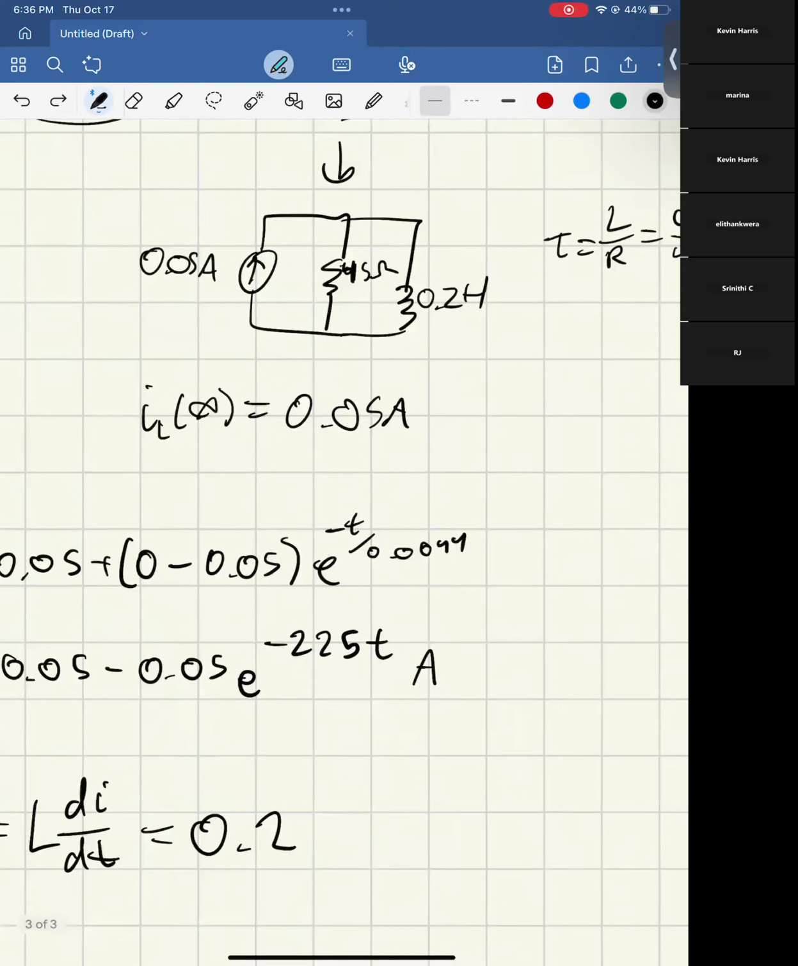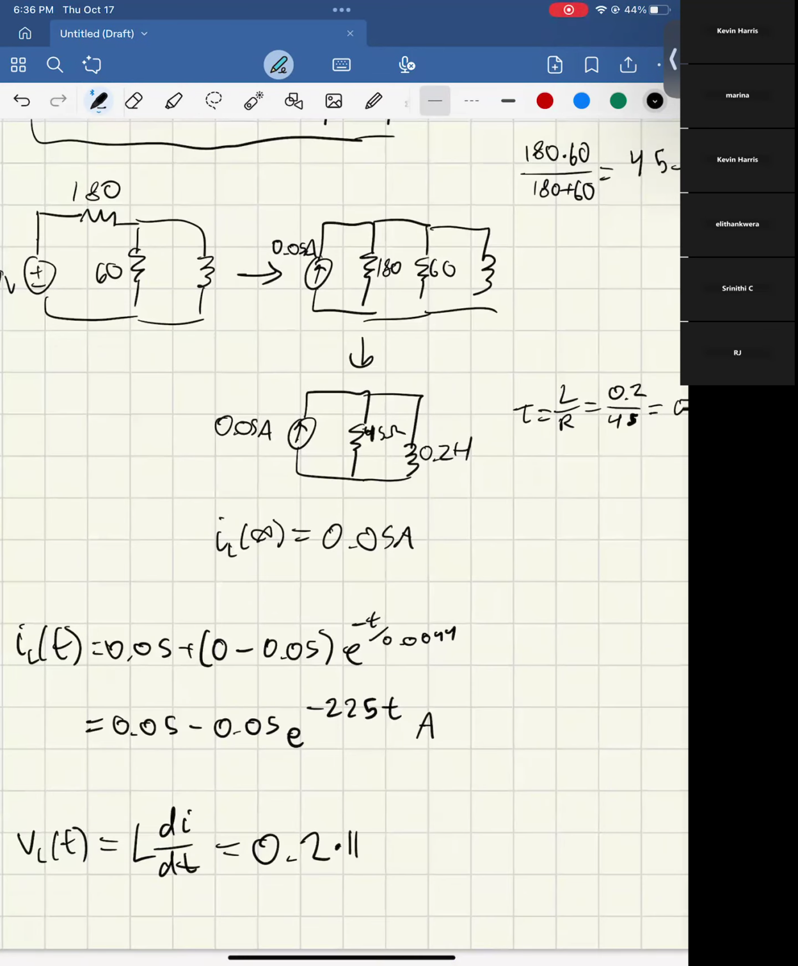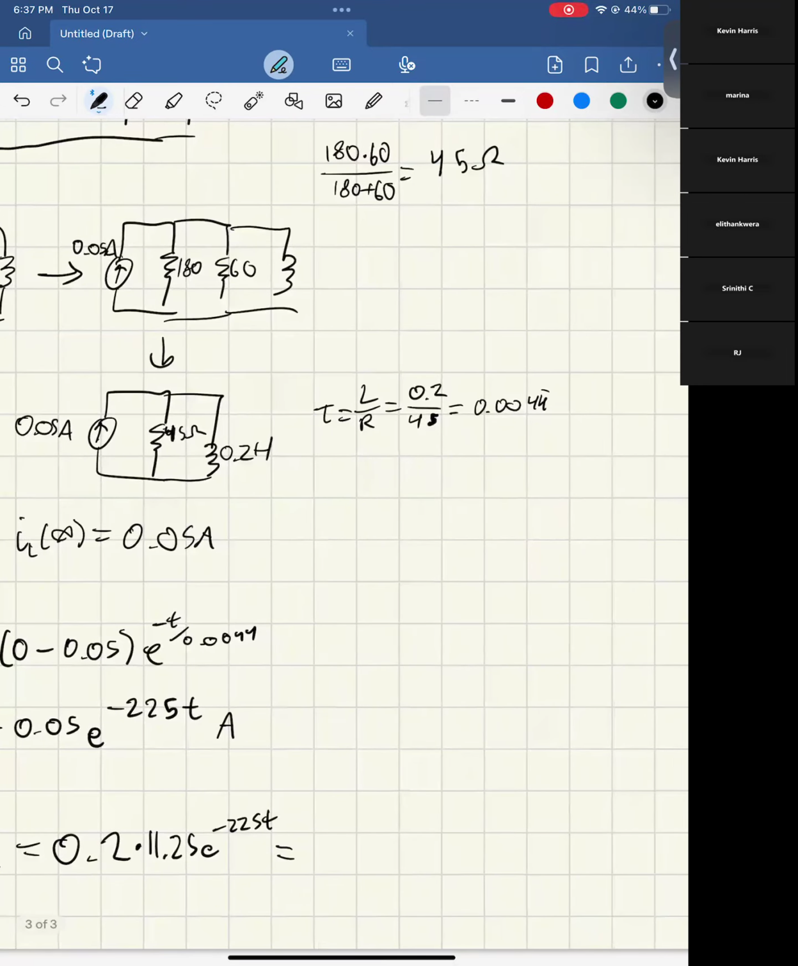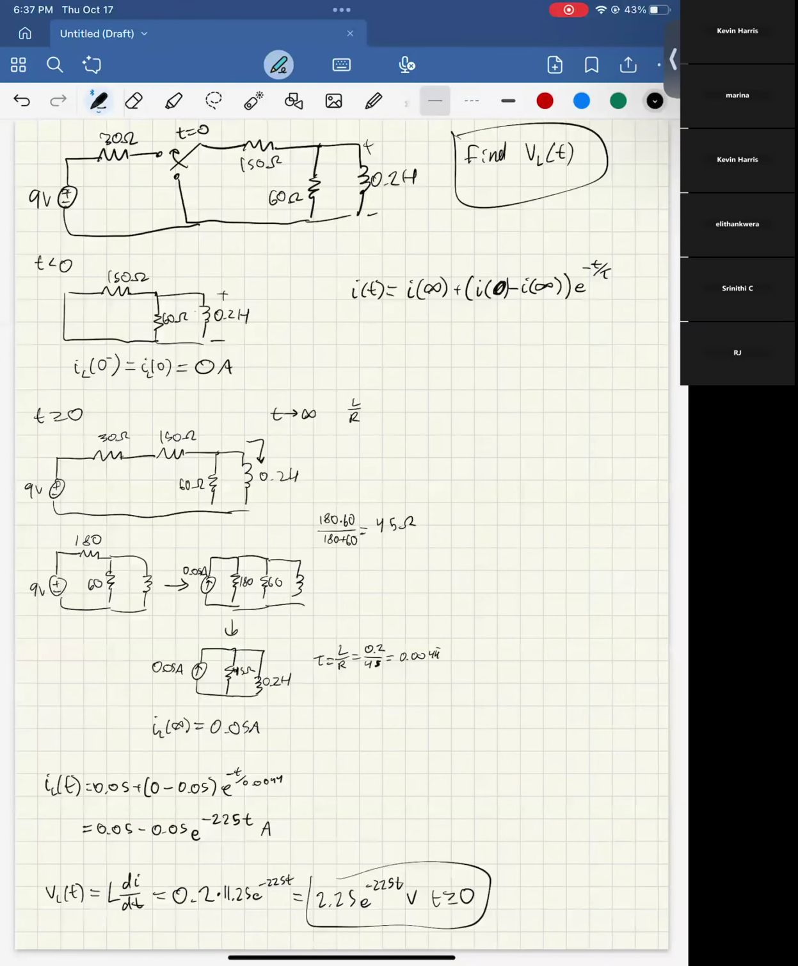Yeah. So it's going to be 0.2 times 11.25 e to the negative 225t, which is equal to 0.2 times that. So times 0.2 is 2.25 e to the negative 225t volts for time greater than or equal to 0. And that would be your final answer for this question.